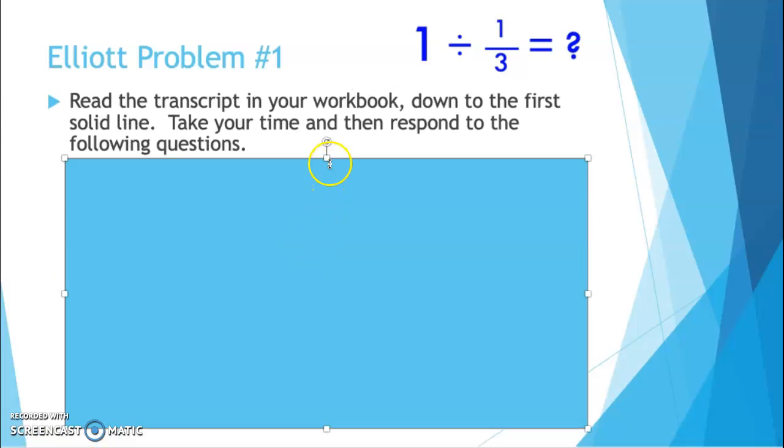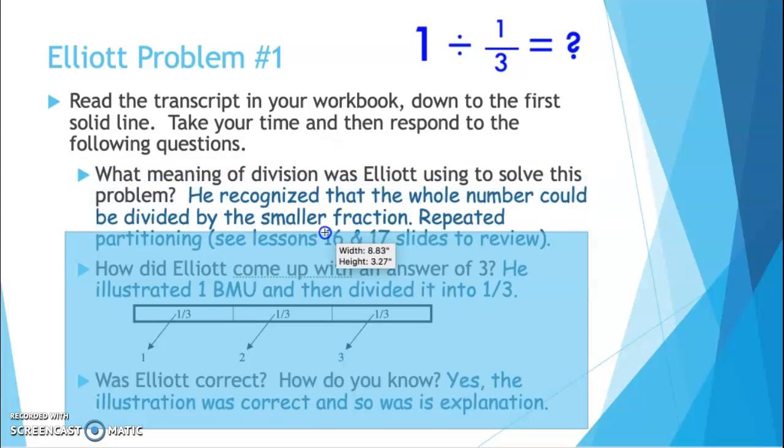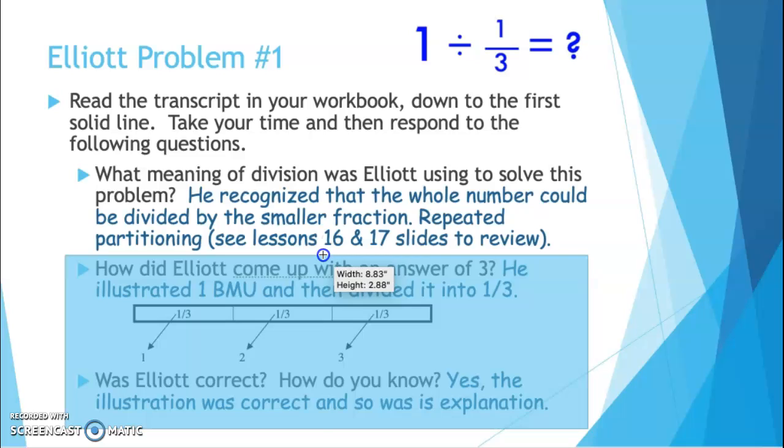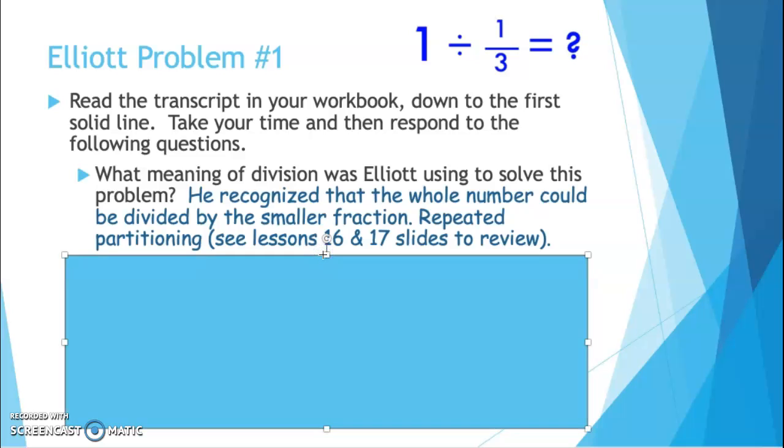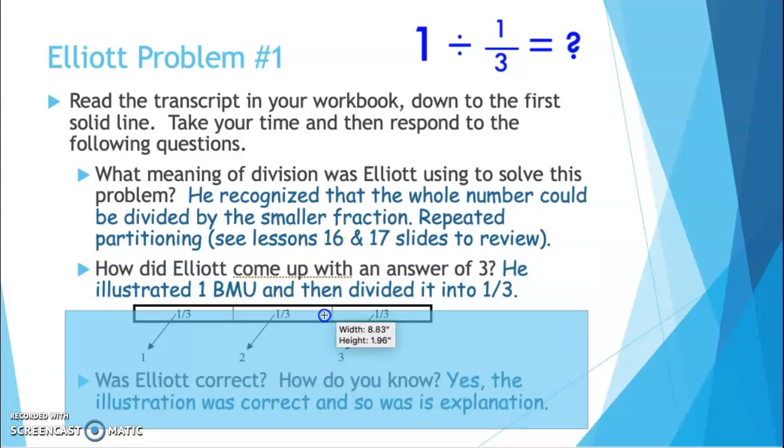Okay, so let's review those initial questions together. What meaning of division was Elliott using to solve this problem? He recognized that the whole number could be divided by the smaller fraction. This is repeated partitioning. And we went over this in lessons 16 and 17, so you can go back to those slides if that would be helpful.